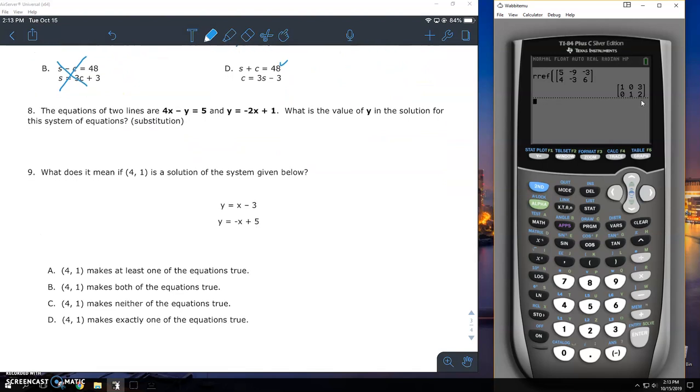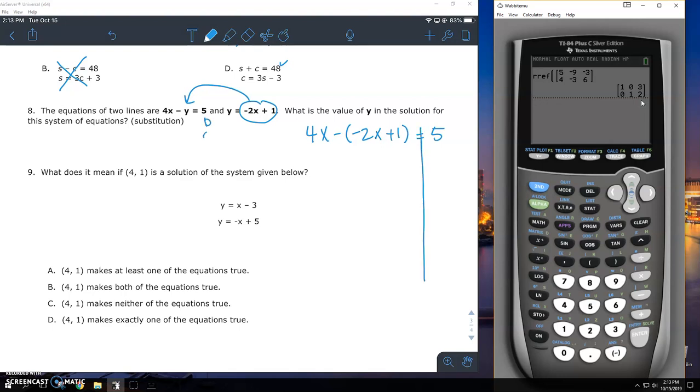Number 8, the equations of 2 lines are 4x minus y equals 5 and y equals negative 2x plus 1. What is the value of y in the solution for this system of equations? And they want us to use substitution. So I'm going to use a little work to the side. I'm going to substitute y equals negative 2x plus 1 into that equation. So 4x minus negative 2x plus 1 equals 5.